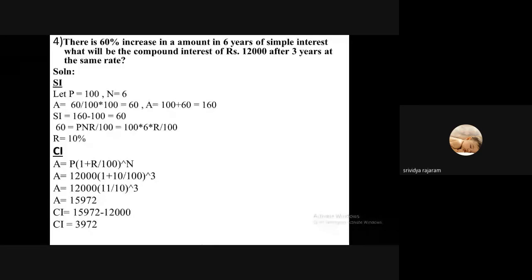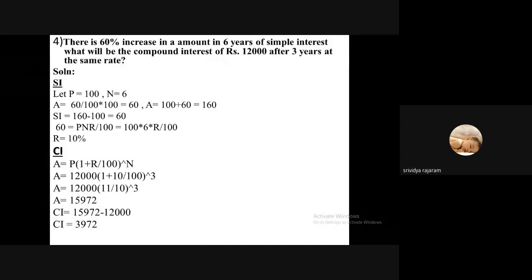Now we are applying it in the simple interest formula. What is the simple interest formula? SI is equal to PNR by 100. But before that, we have to know the value of simple interest. So we are substituting in the formula A is equal to P plus SI. So SI is nothing but A minus P. A, what we have calculated, is 160 minus 100, which is what we assumed as the value of P. So the simple interest we are getting is 60.